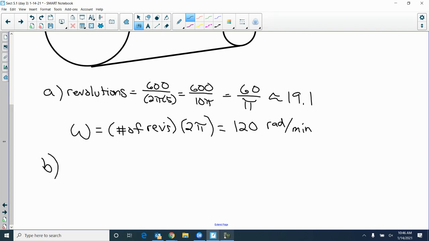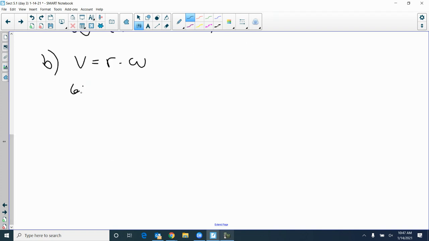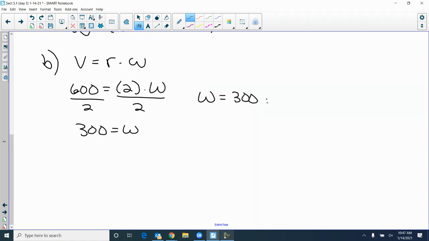All right, that's the hard way. But sometimes that's gonna be the easy way depending on how you look at it. Let's do the easy way for the second one. What's the easy way? The easy way is the formula we just went over. Velocity equals r times omega. What's the velocity? 600. 600 equals the radius, which is 2 for the smaller one, times the angular speed. So if I divide by 2, I get 300. If you use that formula, it has to be in radians. So it's 300 radians per minute.